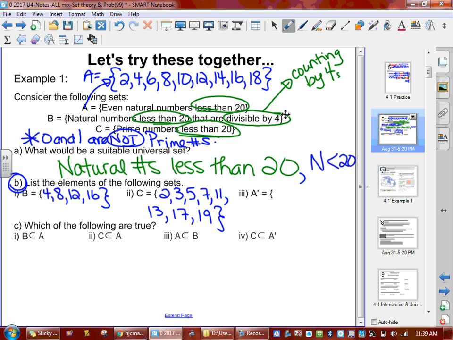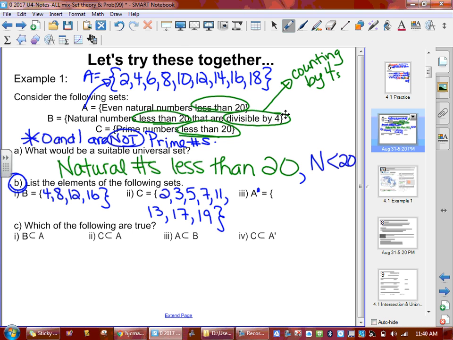Now, what does A prime refer to on number 3? What does A prime refer to? How big is A prime? What are we referring to? What am I asking you for? What does this prime tick refer to? The complement. So I want the complement of A.